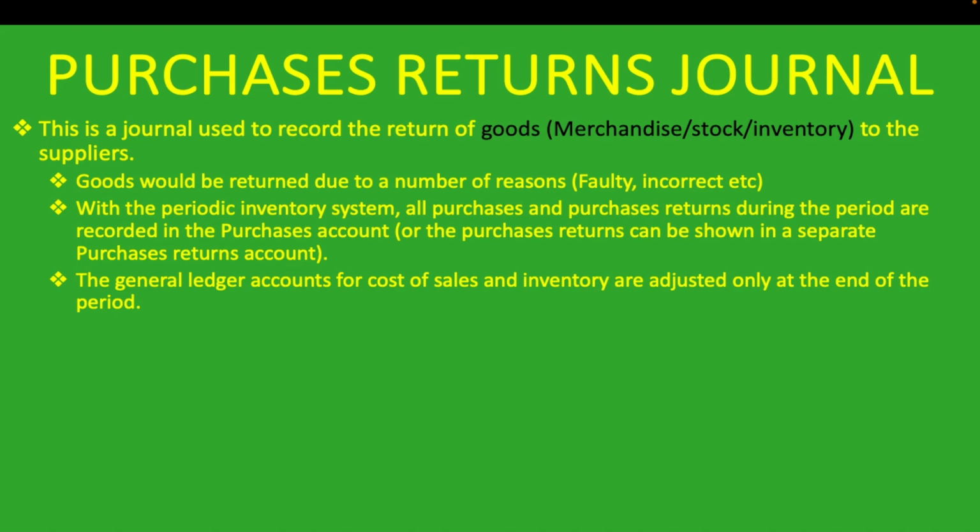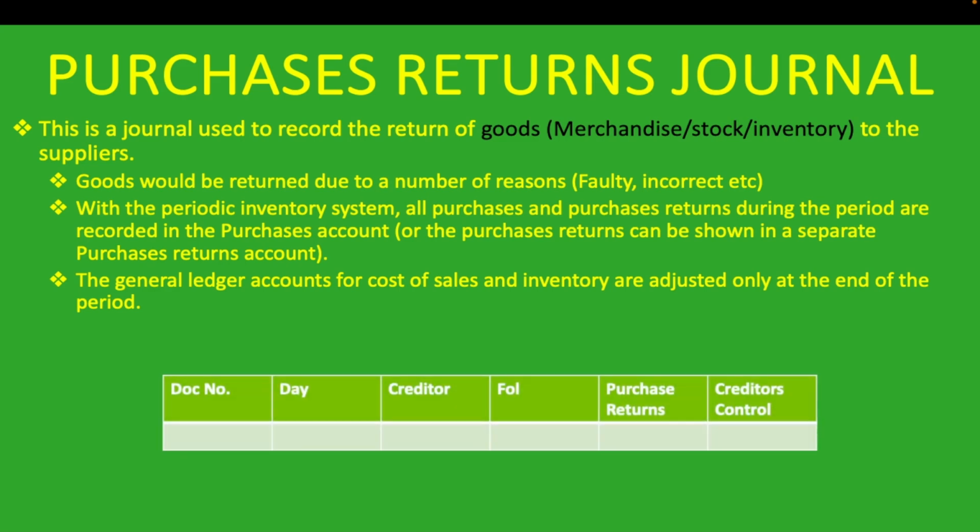Now, once you have the template and you know what's recorded there, you're sorted. That's how easy journals actually are. If you have the template and you know what's supposed to go there, then you can easily account for it. So this is the template that we have here.